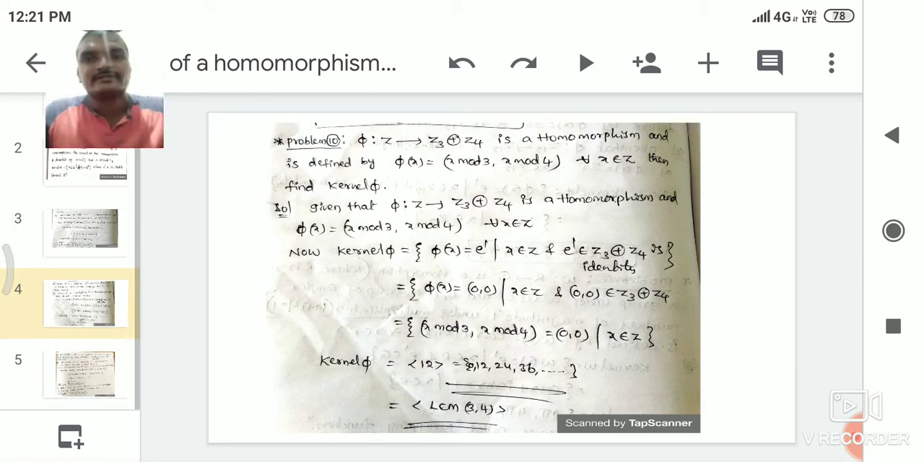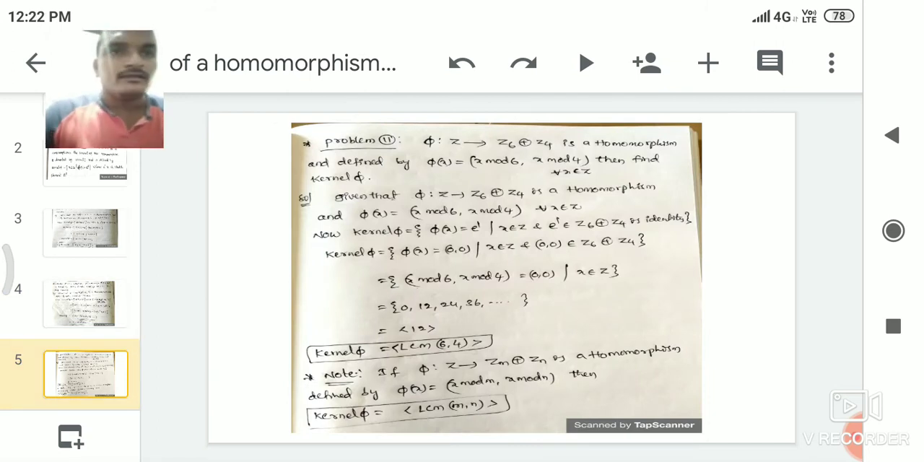Next we see another example, another problem. Here pi is defined from Z to Z6 plus Z4. In the previous problem, in place of Z3, here it is given Z6. So now kernel phi, directly we go for kernel phi. Here pi of x is defined as x mod 6. In the previous problem, it was x mod 3. So same as before, x mod 4.